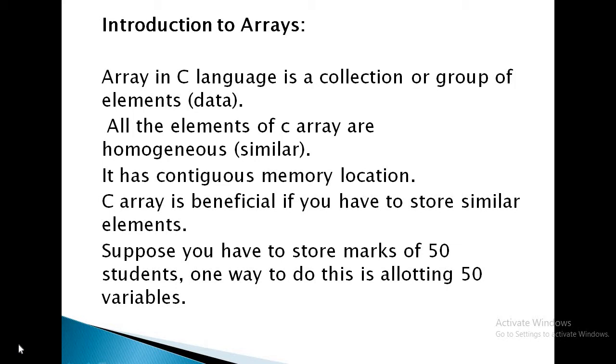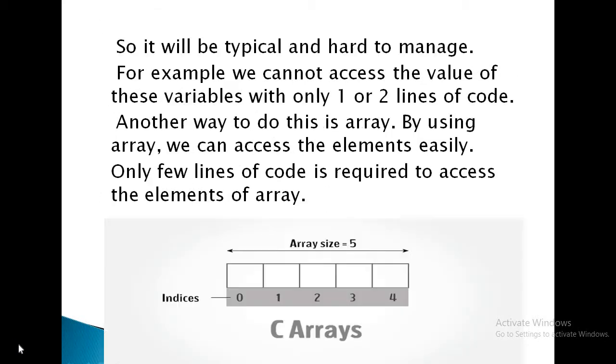A C array is beneficial if you have to store similar elements. Suppose you want to store marks of 50 students, one way to do this is allocating 50 variables. So it will be very hard for us. For example, we cannot access the values of these variables with only one or two lines of code. Another way is to use an array. By using an array we can access the elements easily, and only a few lines of code are required to access the elements of the array.